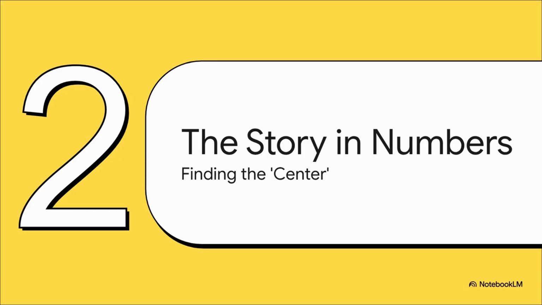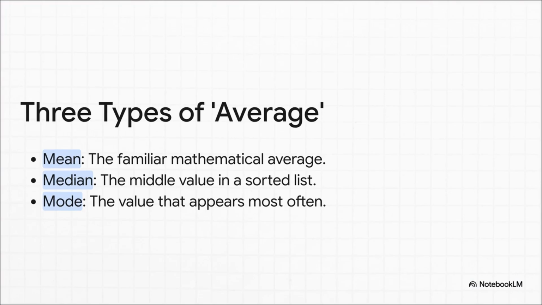Okay, so let's say you do it right. You get good, unbiased data. Now what? How do you actually make sense of it all? How do you find the story that's hiding inside that big pile of numbers? Most people just use the word average. But in statistics, there are actually three common ways to find the center of a set of data. You've got the mean, the median, and the mode. And as we're about to see, each one of them can tell a very, very different story.